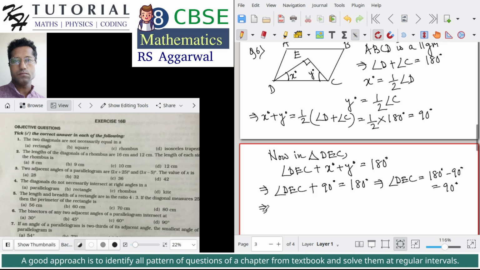So this implies that DE is perpendicular to EC. We have found that the bisectors of angle D and C intersect at the point E, and the angle formed is angle DEC, which is 90 degrees. So the correct choice will be D. D is the correct choice. This is a very important result. You should always remember.